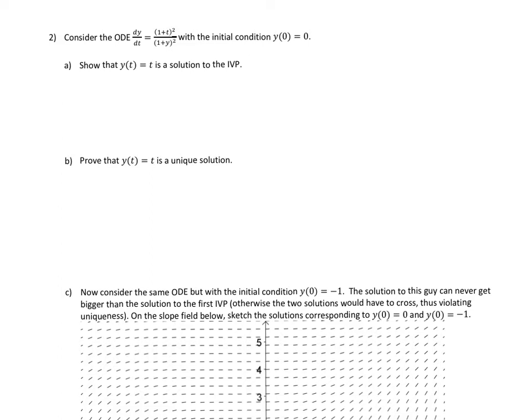Okay, consider the ODE dy/dt equals (1 plus t squared) over (1 plus y squared) with the initial condition y(0) equals 0. Show that y(t) equals t is a solution.